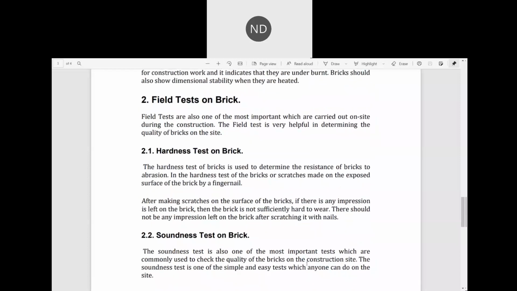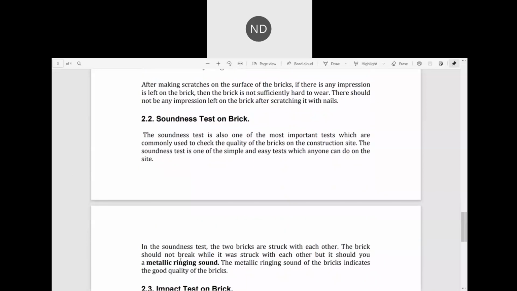Now, what can we do to check the soundness test on the brick on the site? The soundness test is one of the important tests commonly used to check the quality of the bricks on the construction site. It is one of the simplest and easiest tests which anyone can do on the site. In the soundness test, you just have to hit two bricks against each other. See here, it is already mentioned: the two bricks are struck with each other.